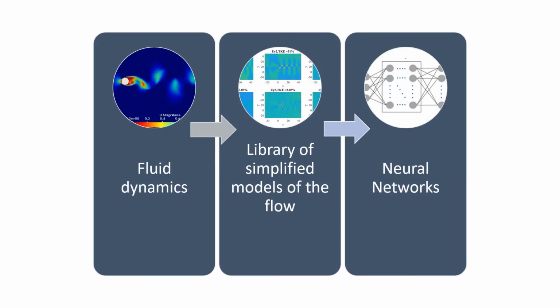The methodology used to attempt to solve this problem consisted of creating a series of CFD simulations with the small cylinder at different locations, constructing a library of simplified models of the flow for each position, and then training a series of neural networks with these models to predict the flow for new positions.